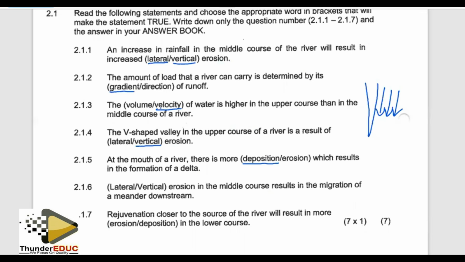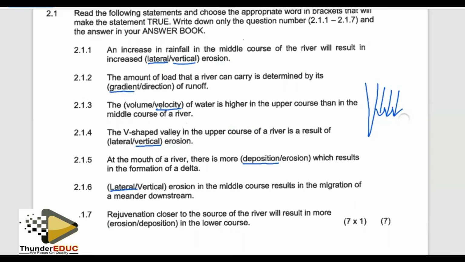2.1.6, lateral or vertical erosion in the middle course results in the migration of a meander downstream. We know that meanders cannot form because of vertical erosion. Instead, they form as a result of lateral erosion, because it means the river is winding side to side.